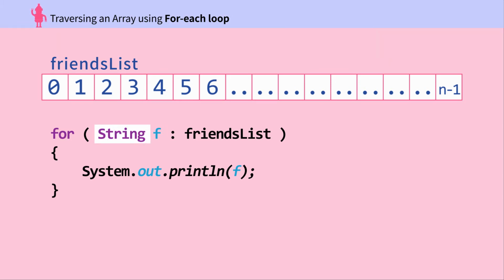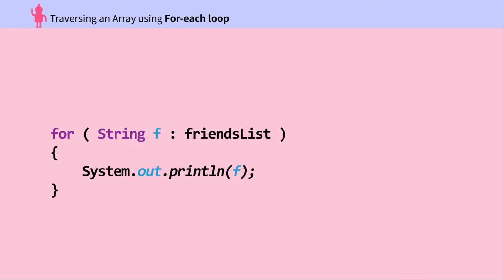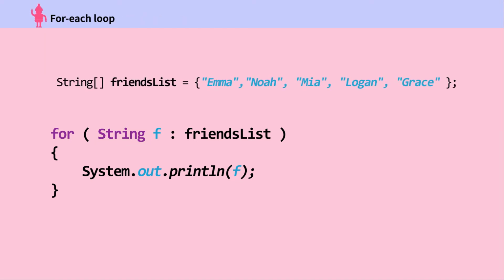The data type of f must match the data type of the array. No index used. Let's print everyone in the friends list using the forEach loop.